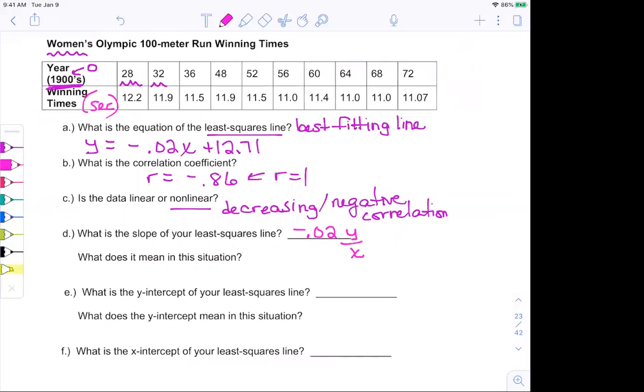So Valerio, can you write what the slope means in this situation? What does that negative 0.02 represent for slope? The winning time is 0.02 seconds faster each year. Yeah, I like that. Perfect. Very nice.